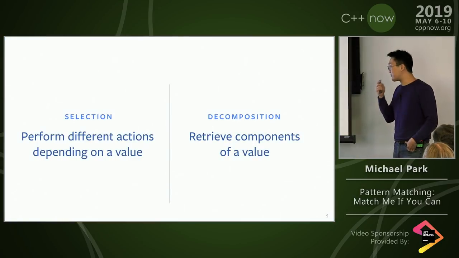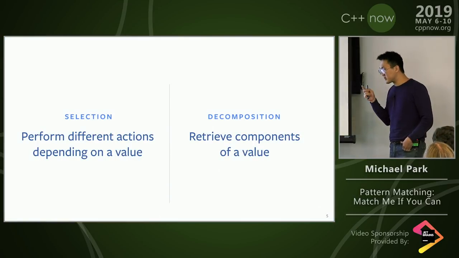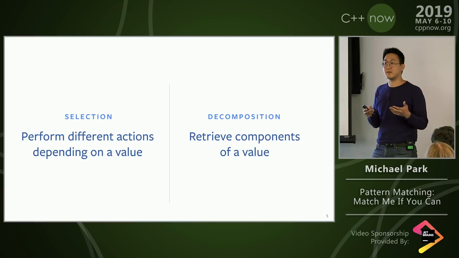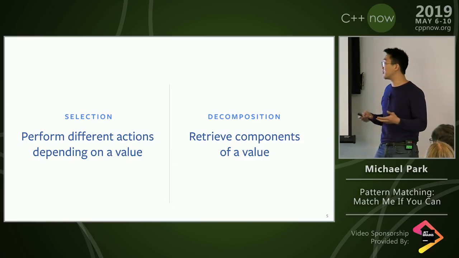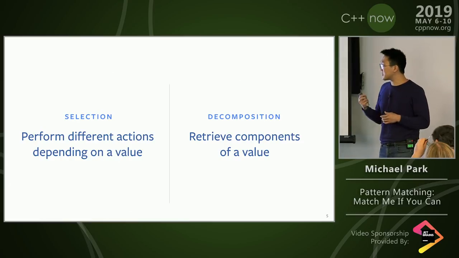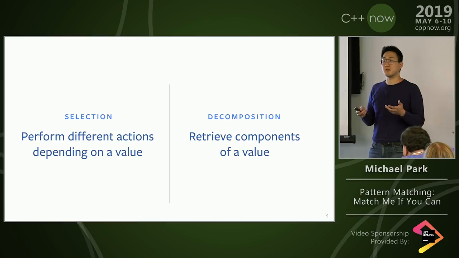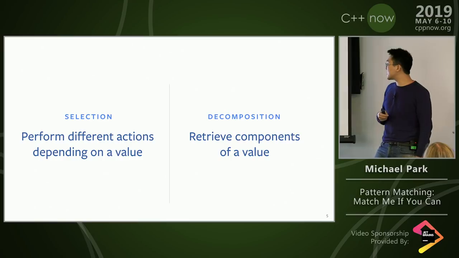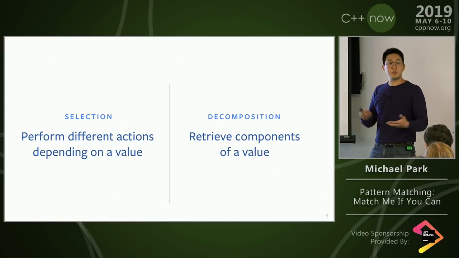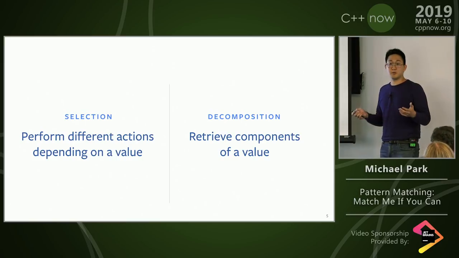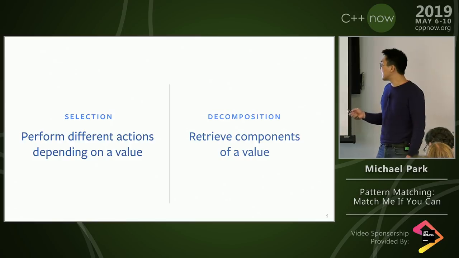So before we get to pattern matching, there are two tasks that are extremely common and should be simple in programming that we do every day. One is selection and the other is decomposition. By selection, I mean performing different actions based on some value. And in this area, we have things like switch and if. And for decomposition, we have some value, and we want to retrieve components out of that value to take some action. And these are extremely common. We do this probably every 15 lines of code we write.